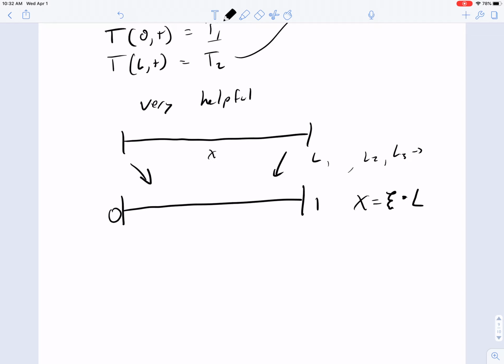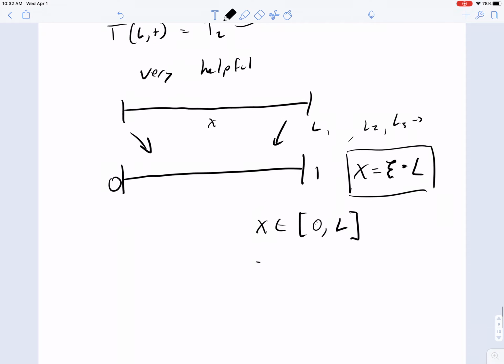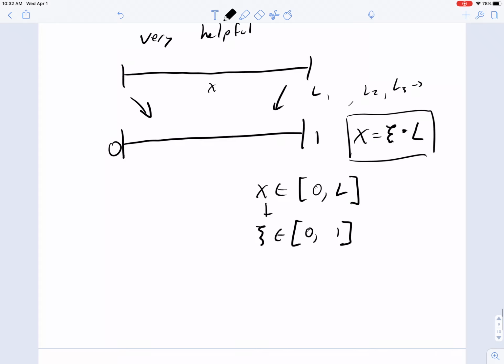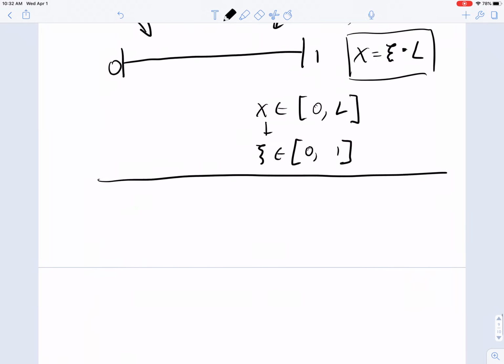So if we use this transformation, our original interval goes from 0 to the length L, inclusive. Our new system goes from 0 to position 1. The question is, how does this impact the differential equation?